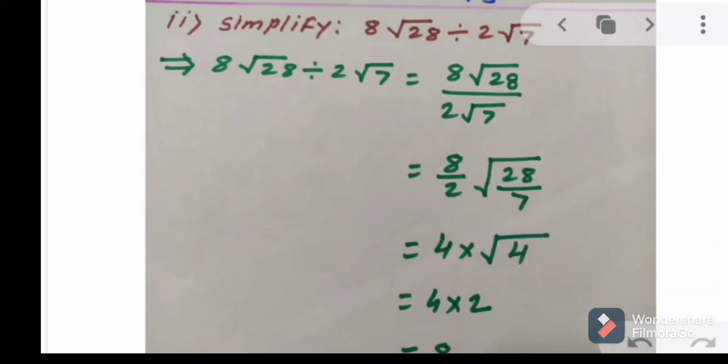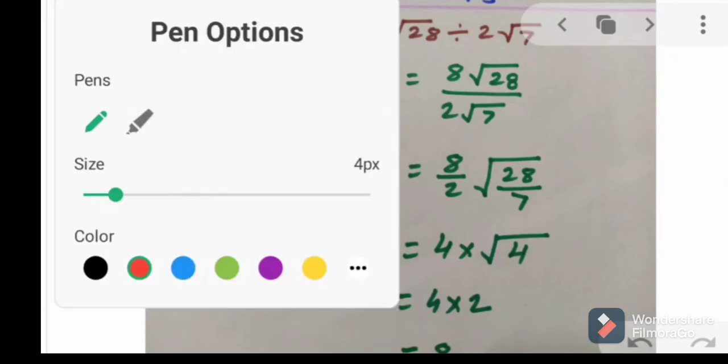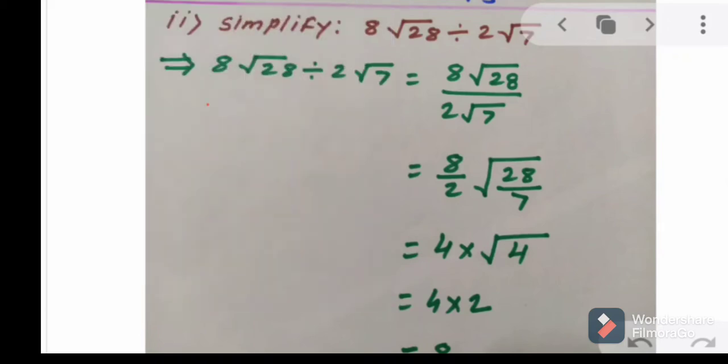But root 45, that 45 is factorized as 9 into 5. Square root of 9 is 3. So 3 is taken outside the radicand sign and 5 remains. 12 3s are 36 under root 5. This is our answer, that is 36 under root 5. This is the simplest form of this multiplication of irrational numbers, that is 4 under root 15 into 3 under root 3.